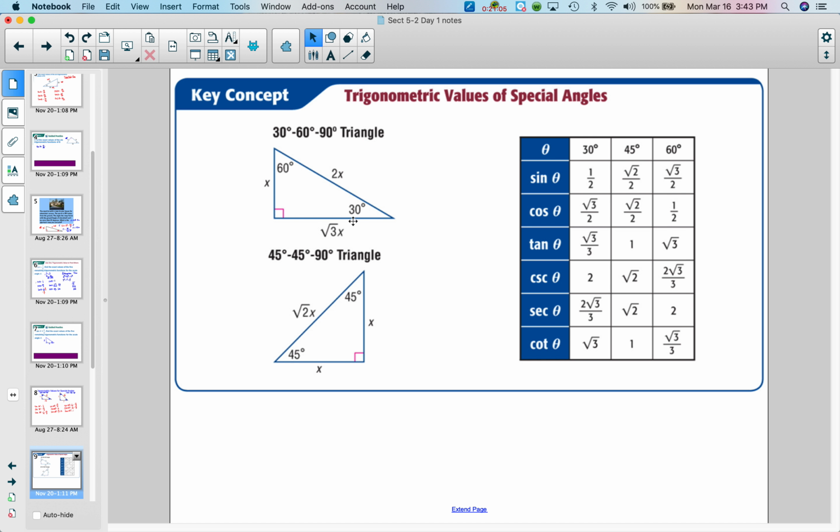Just kidding. Okay, so we have the 30, 60, 90 triangle. Now, instead of labeling them, they labeled these a little different. Notice instead of 1, like this could be 1, 2, square root of 3.